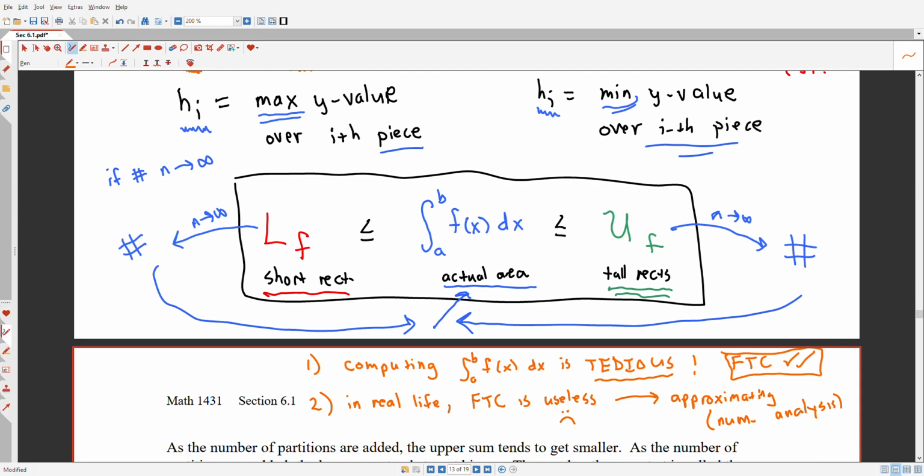Okay, so those were sort of my two comments. What's going to happen in the rest of the notes here in this discussion is we're going to focus on the actual area, and we're not going to focus so much on how tedious it is to compute. We're just going to say, well, suppose we could compute it, or somebody told us what it is. What are some ways to think about this actual area, this definite integral? What are some properties it has? That's what the rest of these notes are about.